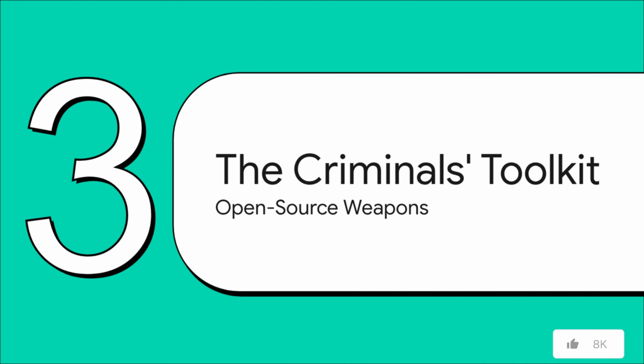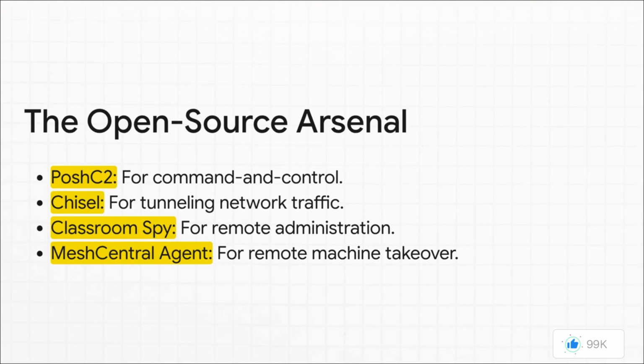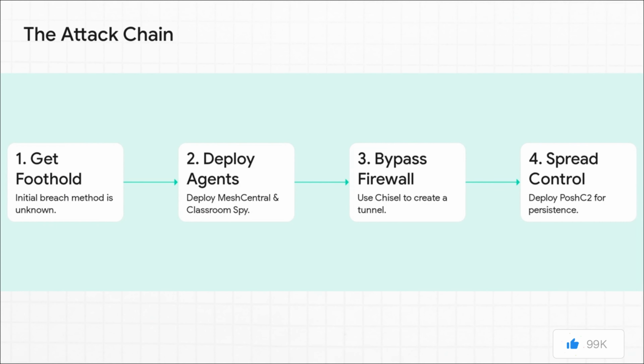Well, the answer is what makes this whole thing so interesting. It's pretty much all open-source software. Their entire arsenal is built from tools that are publicly available. You've got POSH-C2, which is a legitimate tool for security professionals. There's Chisel, which helps tunnel past firewalls. And then you have things like Classroom Spy and Mesh Central, which are actually designed for remote IT help. In the wrong hands, though, these helpful tools become the perfect weapons for taking over computers from anywhere in the world. And they use these tools in a very clear step-by-step process.